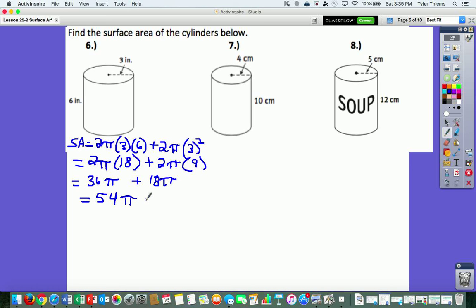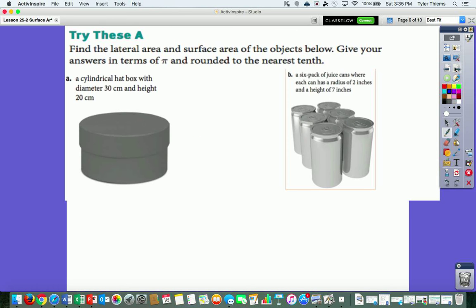And then if you want to multiply that times 3.14, so 54 times 3.14, and get it as a decimal, you get 169.56, and this is in inches squared. So that is the total surface area of this. Press pause and please do 7 and 8 on your own. Show all work and do 7 and 8 on your own.